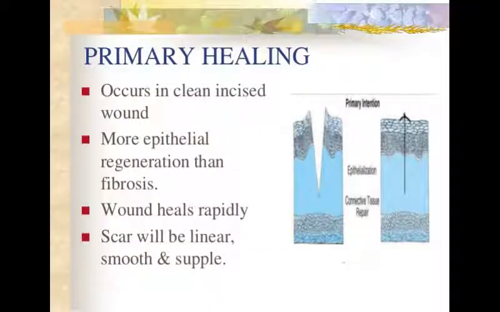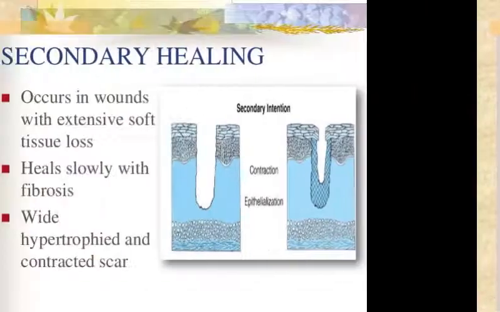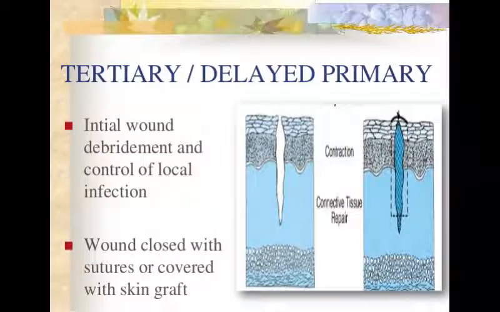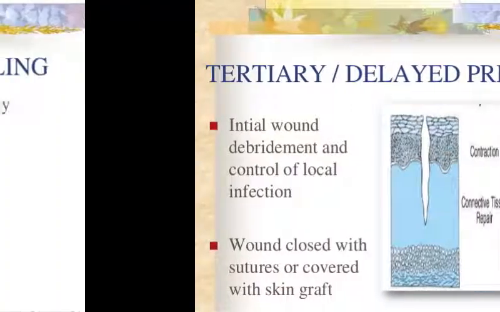Primary healing occurs in a clean incised wound, with more epithelial regeneration than fibrosis. The wound heals rapidly, and the scar will be linear, smooth and supple. Secondary healing occurs in wounds with extensive soft tissue loss, heals slowly with fibrosis, and leaves a wide, hypertrophied and contracted scar. Tertiary or delayed primary healing involves initial wound debridement and control of local infection, and the wound is closed with sutures or covered with skin grafts.